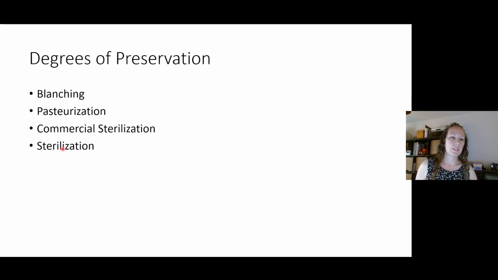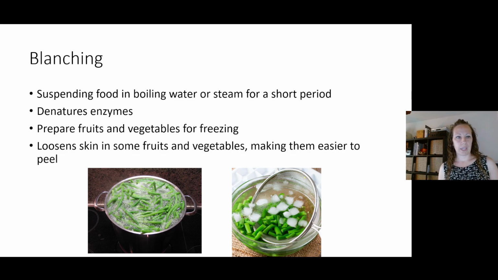Okay, so degrees of preservation when we're talking about thermal preservation: we have blanching, pasteurization, commercial sterilization, and sterilization. We're going to go through each of those. So blanching, we've talked about blanching before, so you know what it is, right? We have that food in boiling water or steam for a very short period of time. It's immediately plunged into a cool water bath afterwards to stop that cooking because we only want that heat to be applied for a very short period.